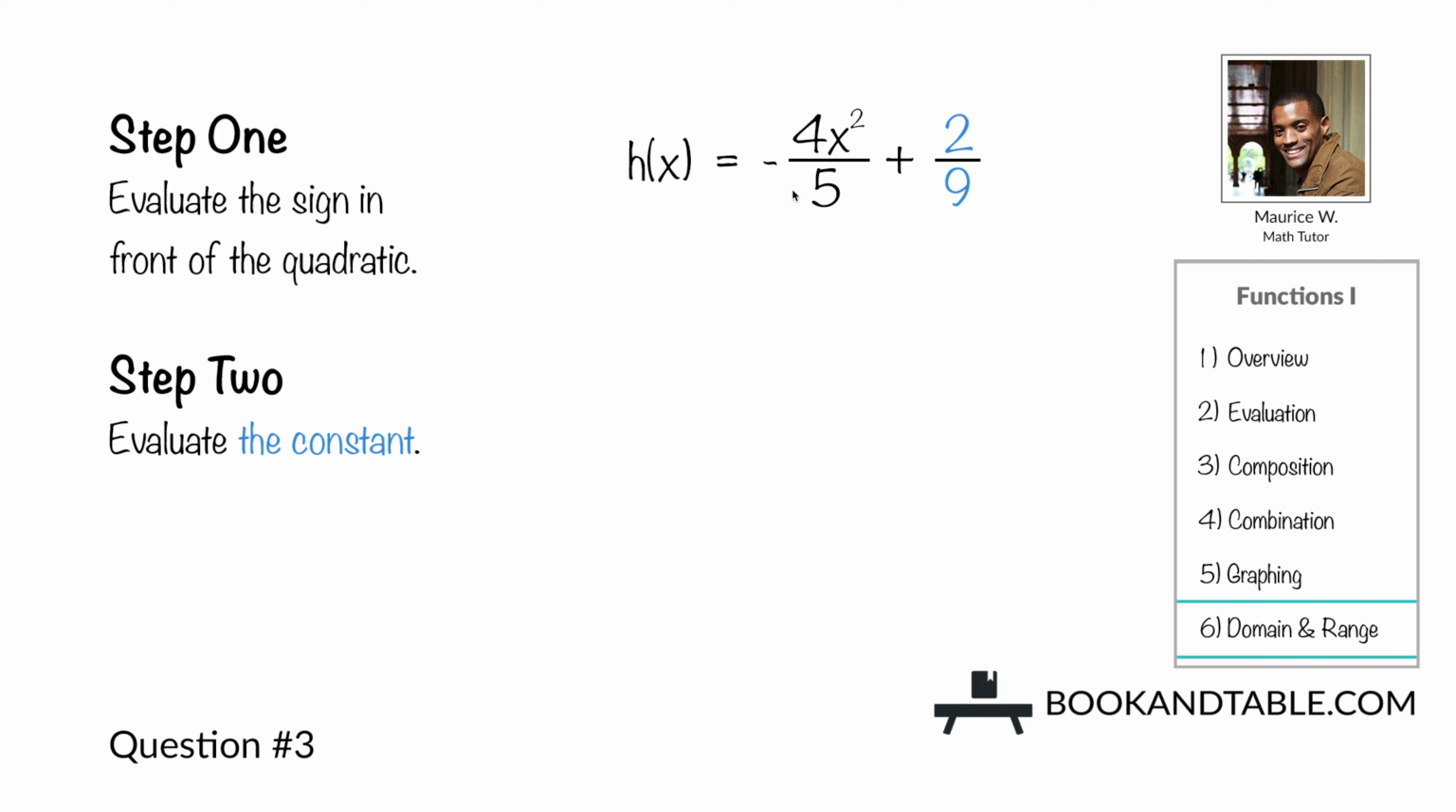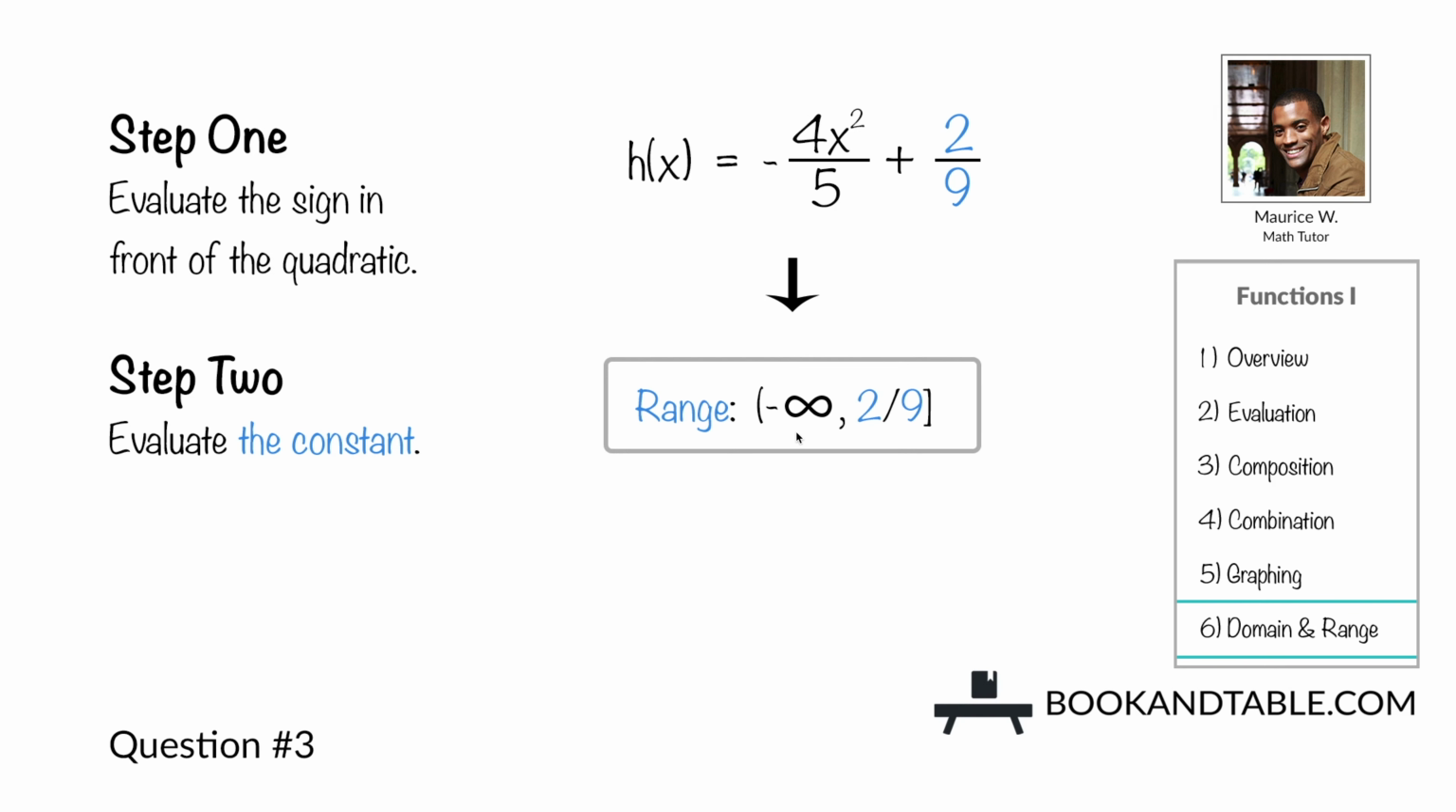Step 1, evaluate the sign in front of the quadratic. It is negative, so that lets you know the quadratic is going to trend downwards towards negative infinity as its low point of the range. And then when we evaluate the constant, we have 2/9. So this is the high point of the range. So the range is from negative infinity to positive 2/9, including 2/9.